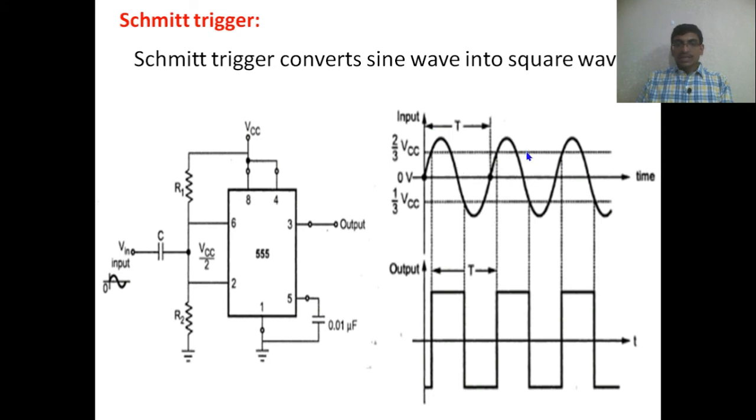Based on the input signal voltage, if the input signal is greater than 2 by 3 VCC, the output will be the positive VCC. If the input sine wave signal is less than 1 by 3 VCC, then the output switches to 0 volts. Again when the input reaches 2 by 3 VCC, the output switches to plus VCC, like that. Therefore, we can say it is converting the sine wave into the square wave based on the sine wave applied at the sixth and second pins of our Schmitt trigger.